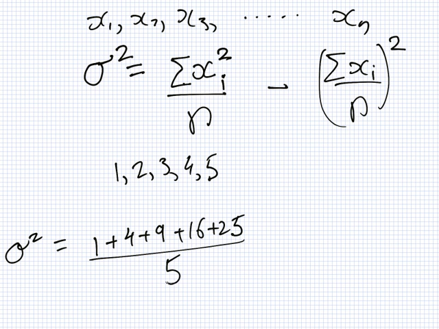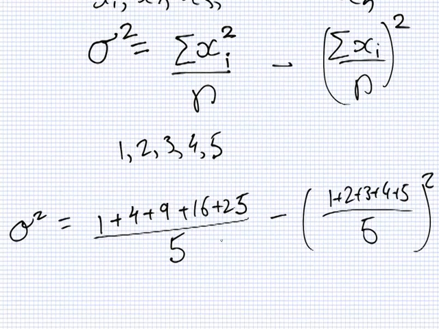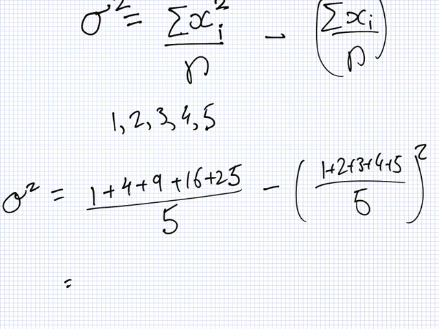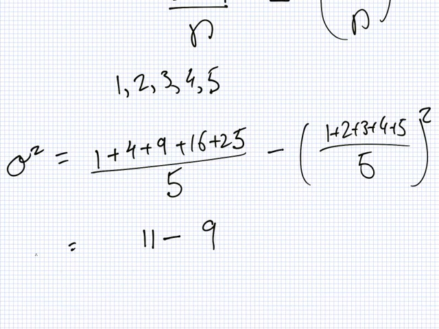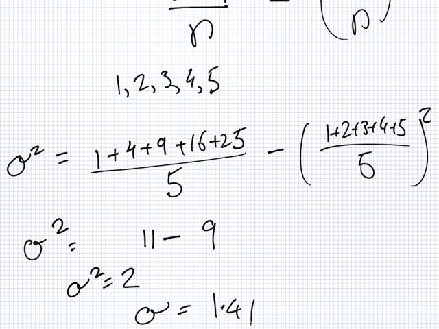Over 5. Okay, and then minus just the regular mean average, 1 plus 2 plus 3 plus 4 plus 5 over 5, squared. So let's see what this is. That is 10, 14, 20, 30, 55 over 5. Is that 11? Minus 3? 9. So the standard deviation is 1.41.